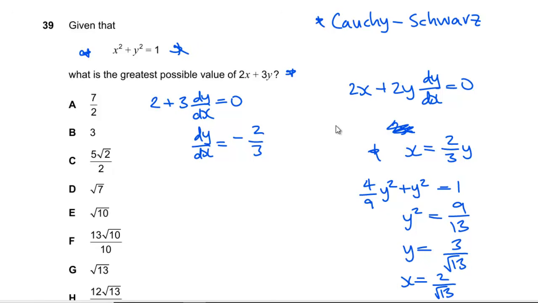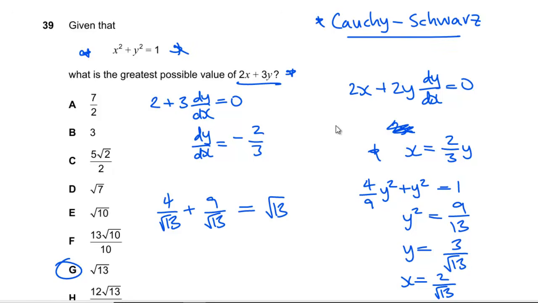And now I have to get the greatest value of this. So that is going to be 4/√13 plus 9/√13. 13/√13 is √13, which is the answer. So it is significantly more long-winded than using this Cauchy-Schwarz thing. But if you haven't come across this, I don't know if it's on the syllabus or not. I'm fairly sure it probably wouldn't be for the ENGAA, but that doesn't mean to say you can't use it. A lot of people use it because it is a lot quicker than doing it this way.